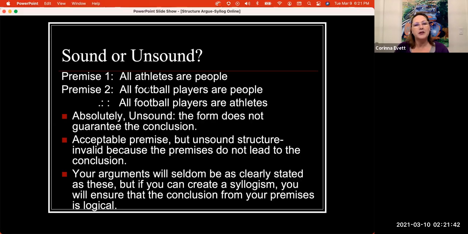However, if we were to say all athletes are people, football players are athletes, therefore football players are people, then that conclusion would follow of necessity. So even though we have acceptable premises, we have an unsound structure, and the structure is invalid, and the premises don't lead to that conclusion. Therefore, this is an unsound argument. Now, you're going to rarely see that your arguments are going to be so perfectly laid out like this.